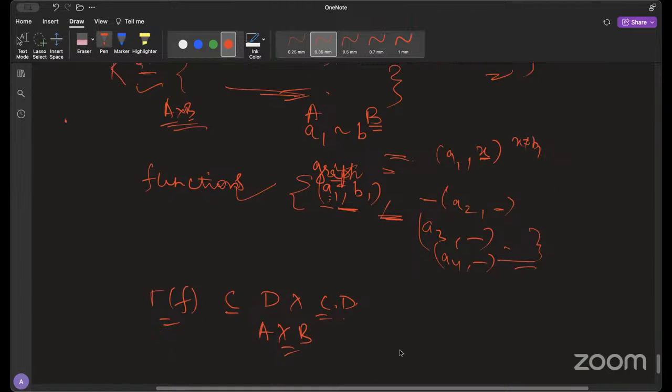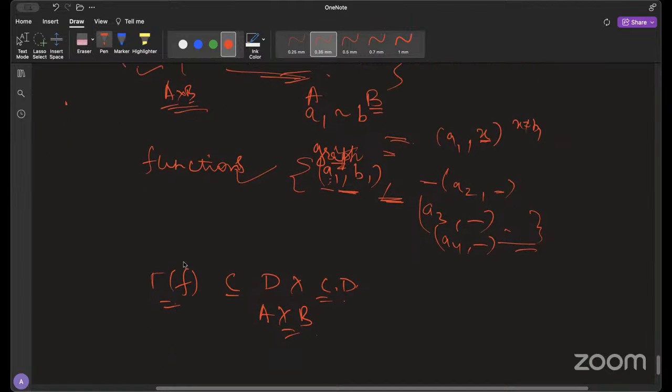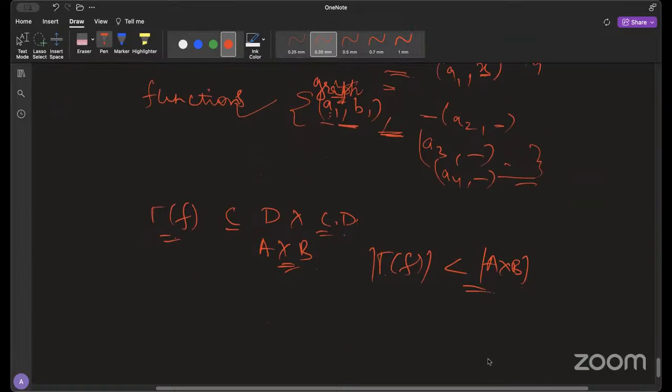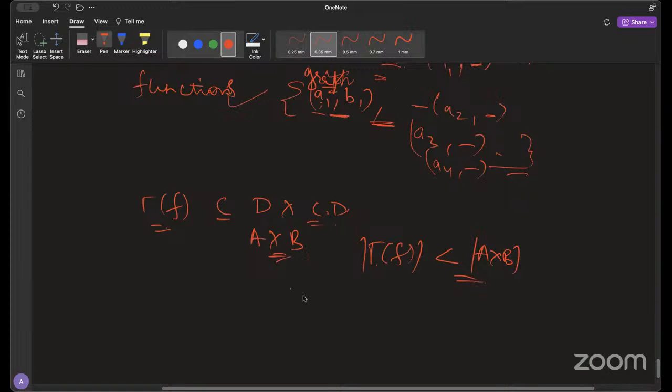If this set is contained in this set, it would mean that the cardinality of this set, the question is about the cardinality, will be less than or equal to the cardinality of this. Is there a doubt in this particular option? So this option should be correct. Less than or equal to, yes. It can be equal as well.